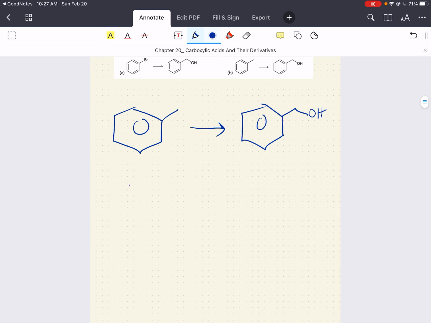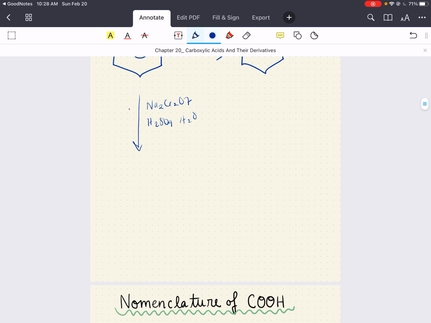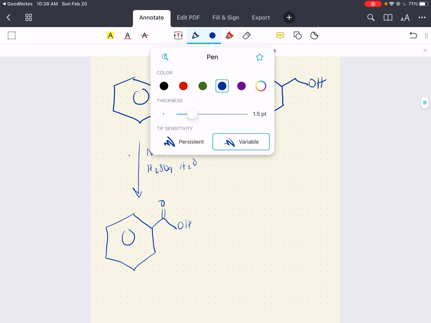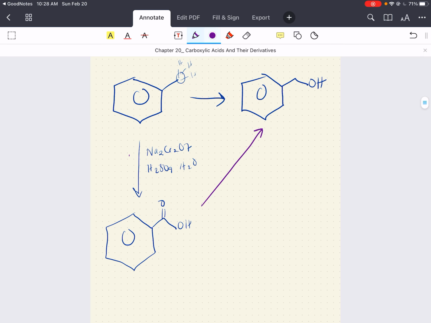We're starting out with this toluene. We know how to convert this aromatic ring that has a benzylic position with hydrogens to carboxylic acid. We know how to do this. What we need is a strong oxidizing agent like sodium chromate, sulfuric acid, and water to convert this toluene into a carboxylic acid. We know how to do that. And now we know exactly how to convert this carboxylic acid into a primary alcohol.